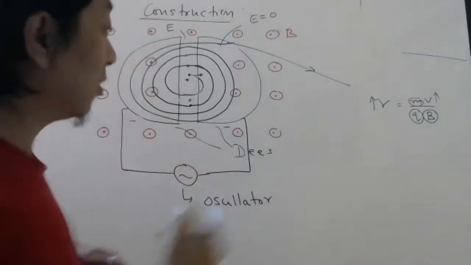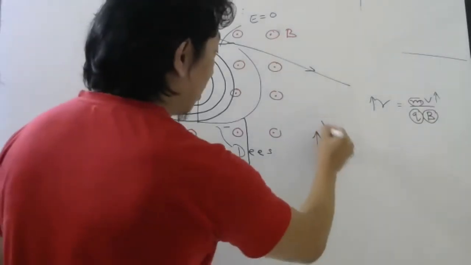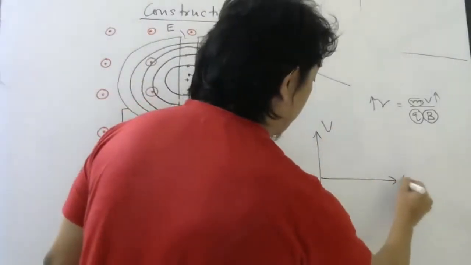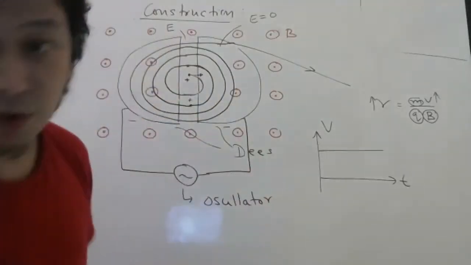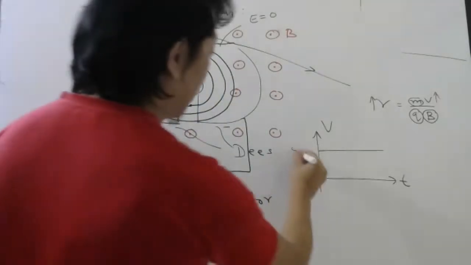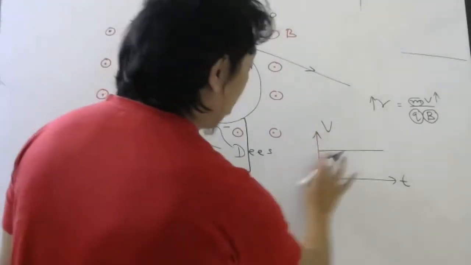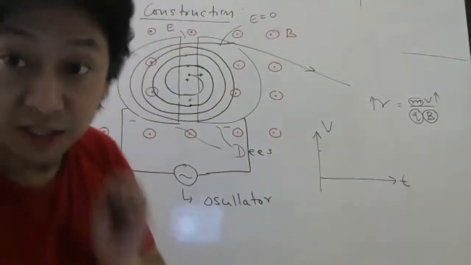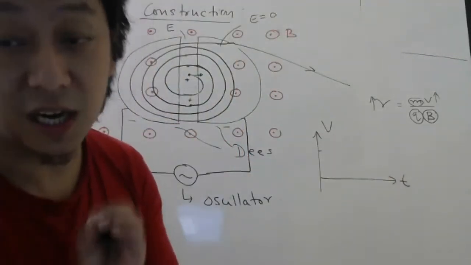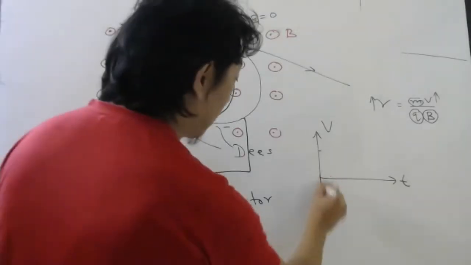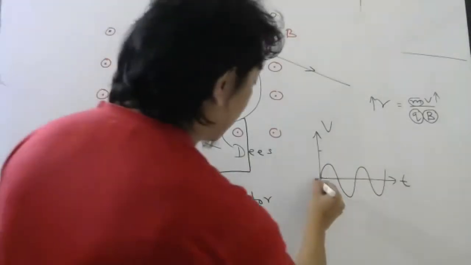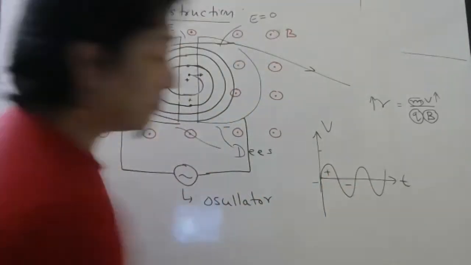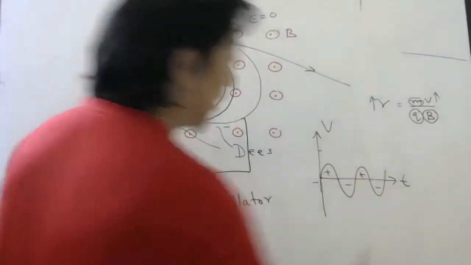So if I plot the voltage of a battery, it looks like this. Battery's voltage is constant, maybe 5 volt like that. But if I plot the voltage of an oscillator or alternating source, it will look like this. It will be positive for some time, negative for some time, positive for some time, negative for some time.